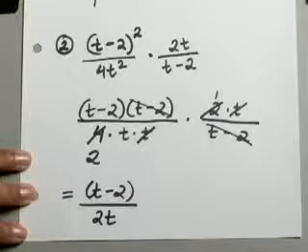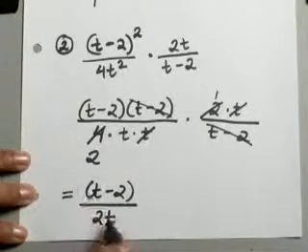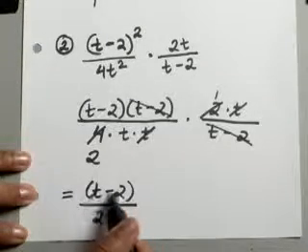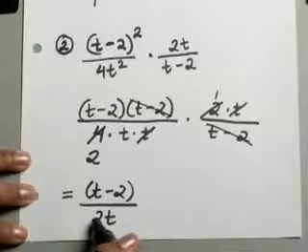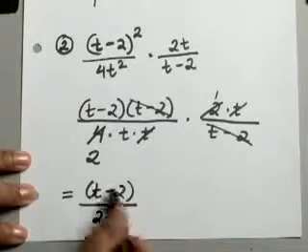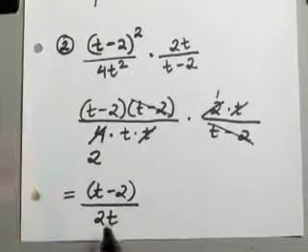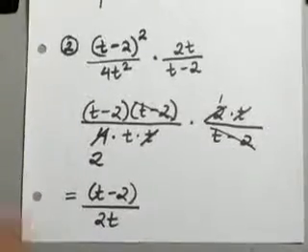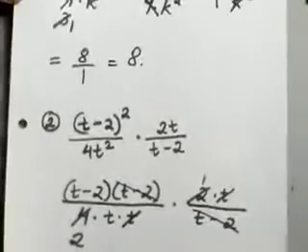Now you cannot cancel the t's or the 2's here, because here you have t minus 2, and on the denominator you have t times 2. You just cannot cancel them. They're not the same terms, so this will be your final answer. So as you can see, multiplying rational expressions is, you start out by reducing them, and then whatever is left, you go ahead and multiply those terms together.